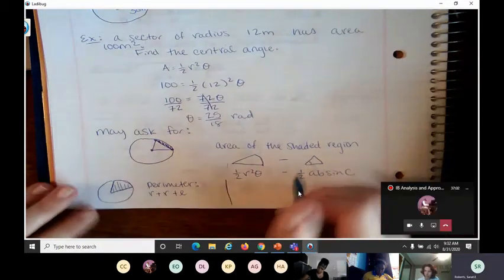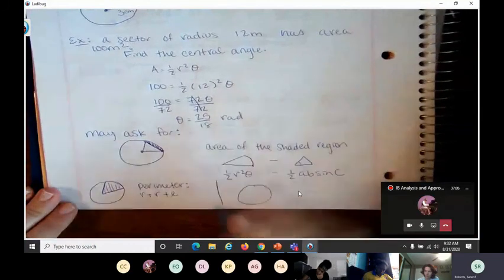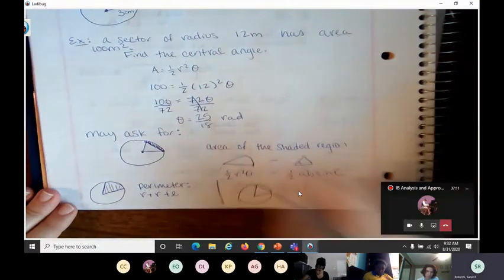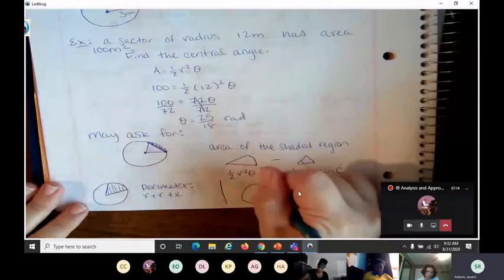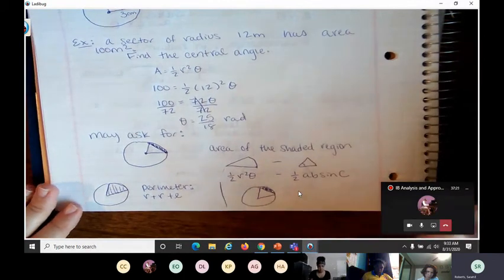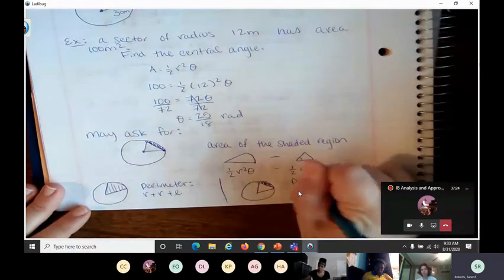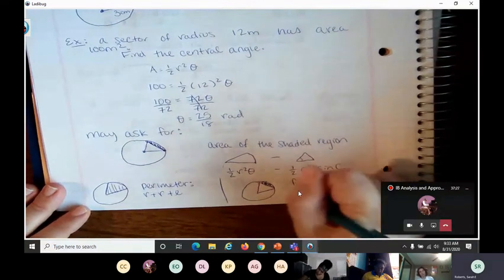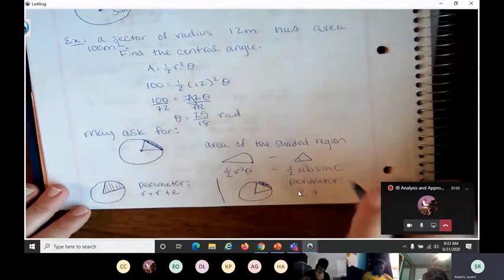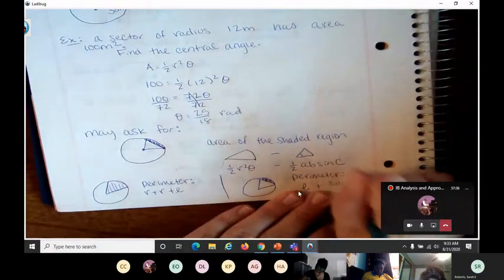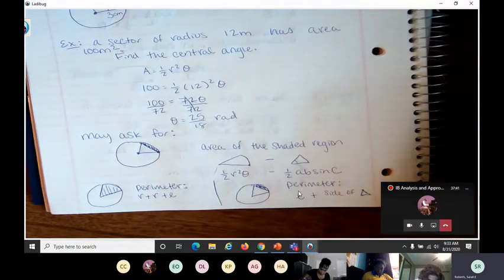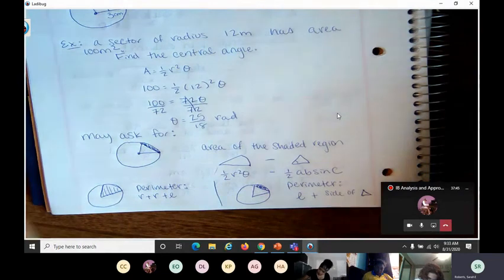Okay, they may also do something similar to the example I gave up here, but with perimeter. Cut this off and ask for the perimeter of this little crescent thing right here, that shaded region. So the perimeter of the shaded region is going to be L, which is the arc length, plus this side of the triangle. And you could find that using the trig review stuff that we did at the very beginning of the week last week.